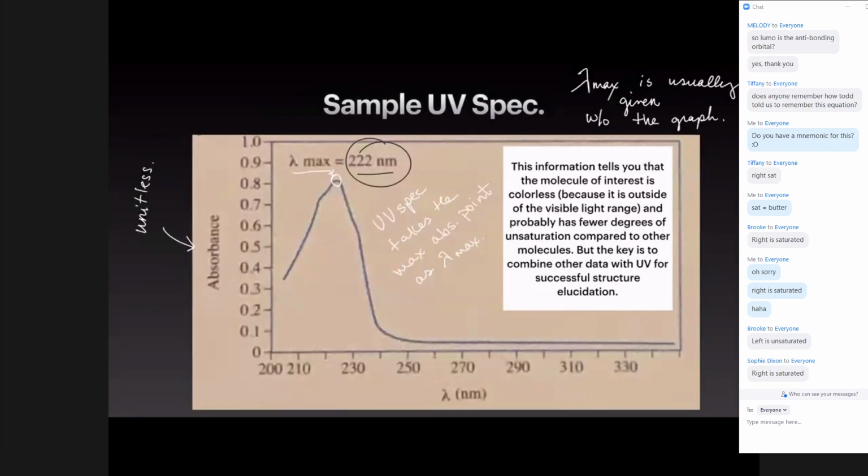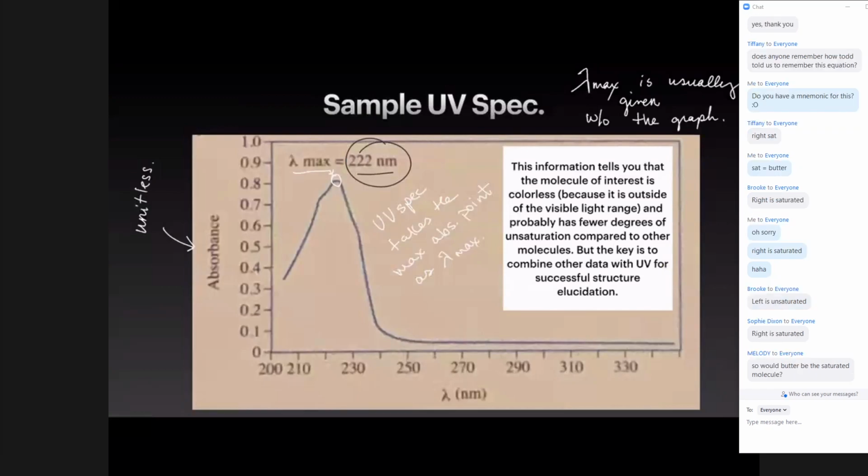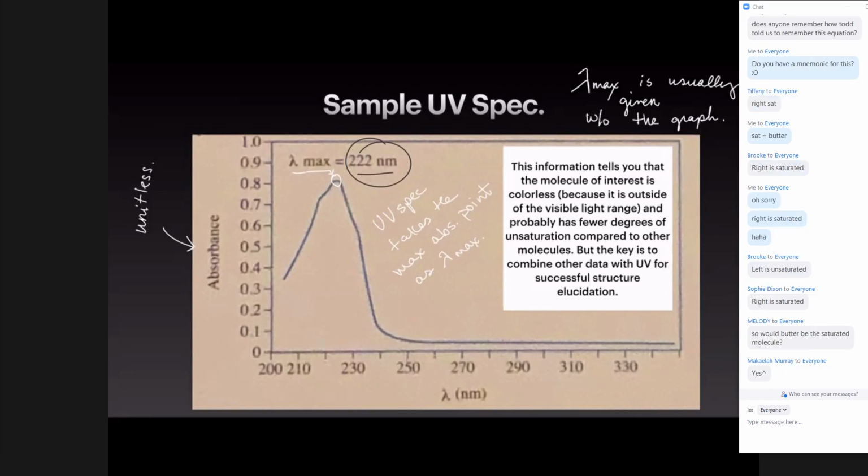So here is a sample UV spec. So on the left, you can see that the absorbance is unitless and it ranges from 0 to 1. And on the bottom, you'll see that the wavelength is measured in nanometers.